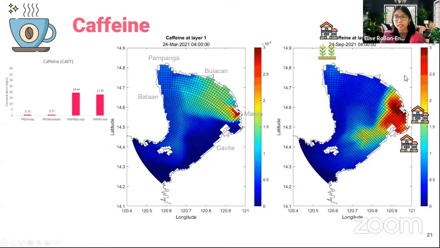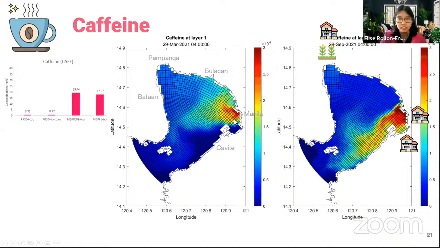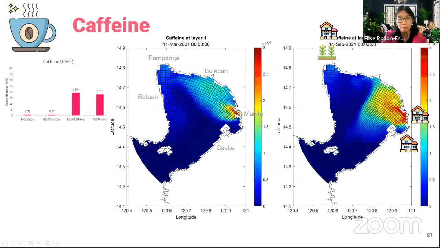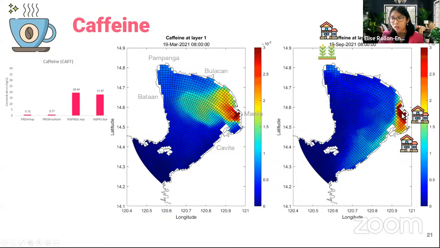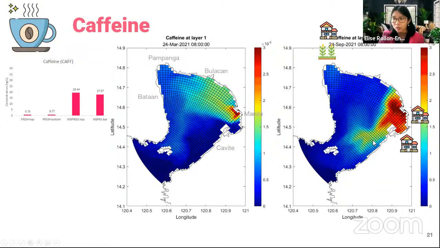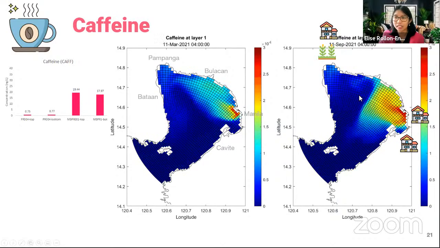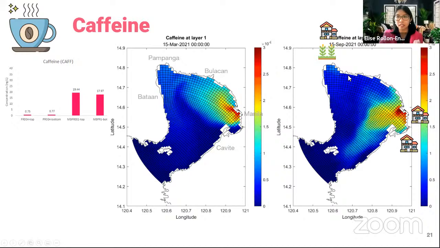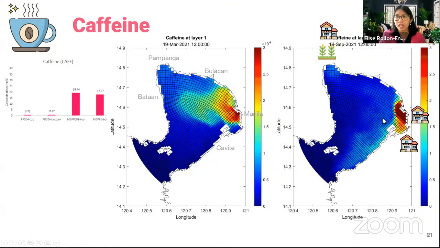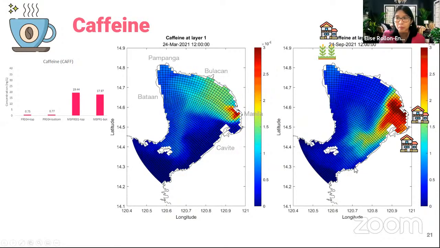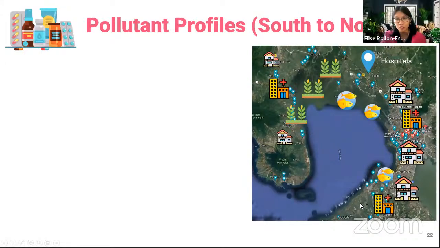We can also notice here in the model that in March, caffeine is going from Pasig to Bulacan and it crosses to Pampanga. But here in September, caffeine goes from Pasig to Bulacan and goes south, but it doesn't cross here. It doesn't cross because of the 2 counter-rotating gyres and the reverse flow that may be preventing the pollutant from going to the other part or to Pampanga part of Manila Bay. Let's look at the vertical profile of the pollutant going from South Corregidor to North Pampanga, and it would look like this.